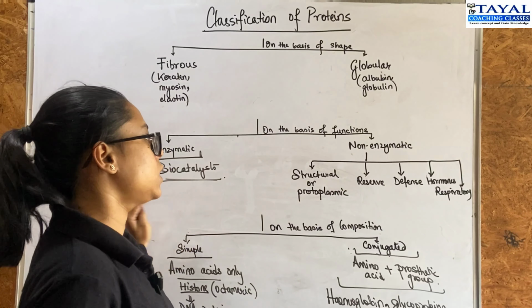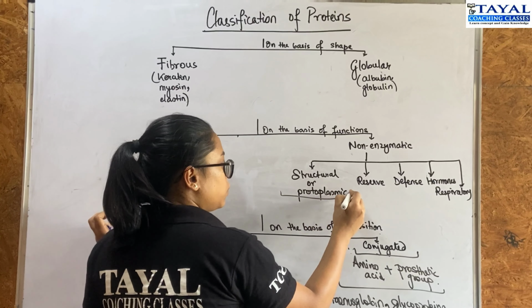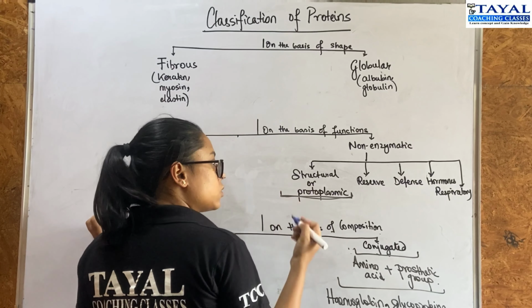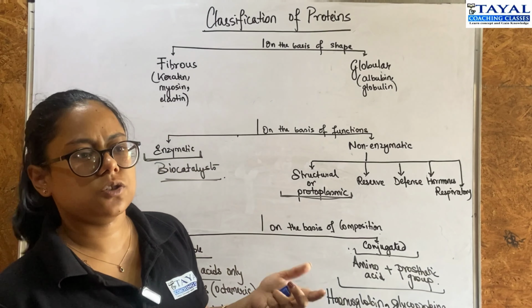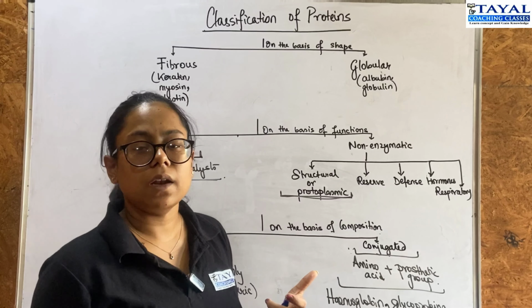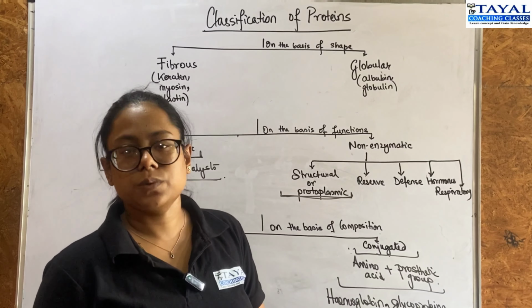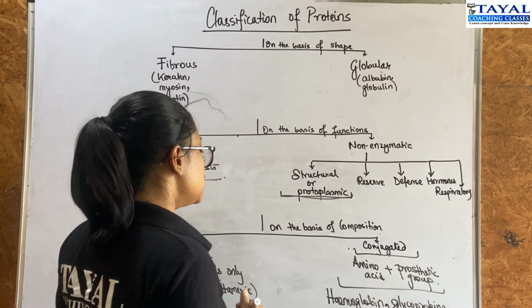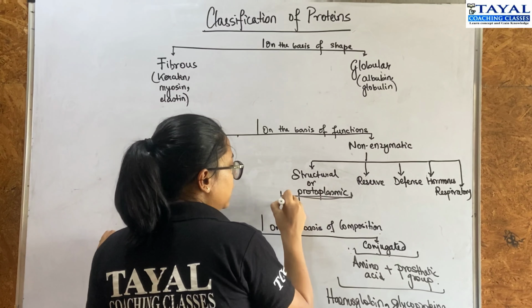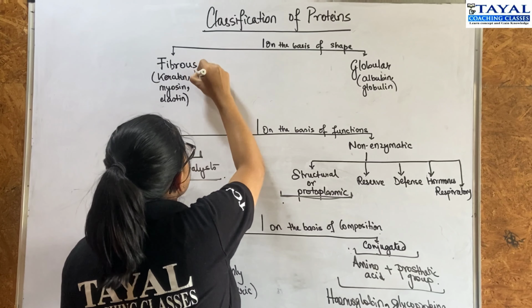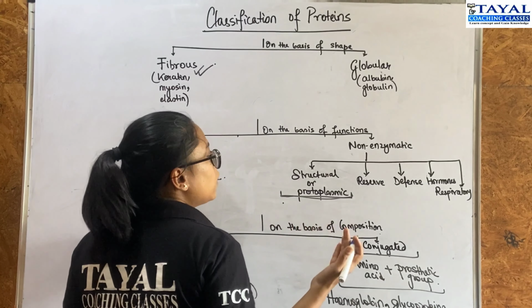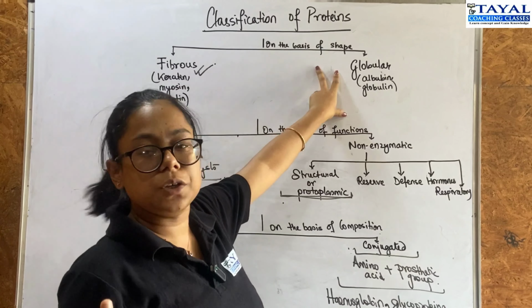Non-enzymatic ones can be further classified into structural or protoplasmic protein. So structural protein gives us our structure. So actin, myosin, keratin. These are all structural proteins. These structural proteins are usually thread-like or fibrous, but they can also be globular or circular.